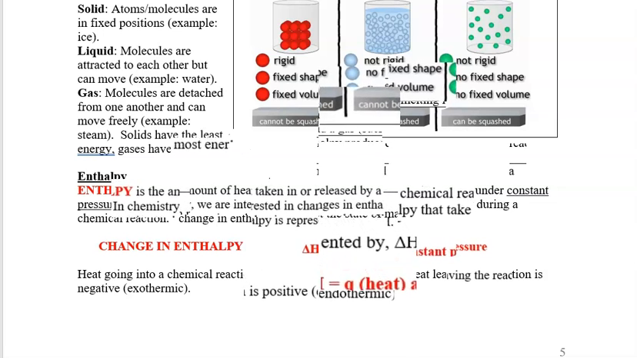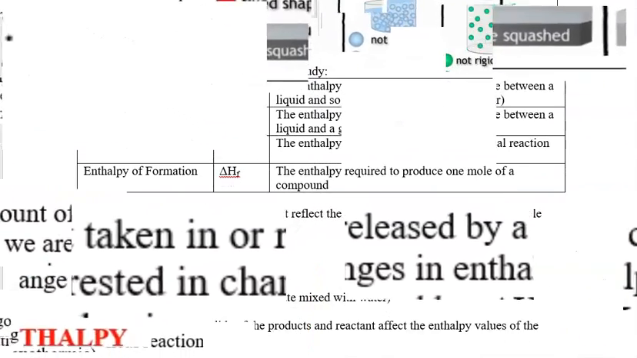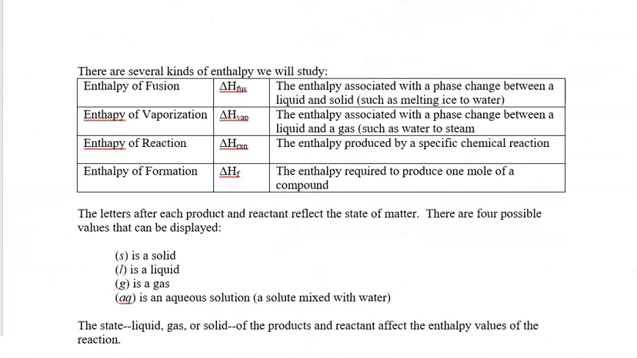All right, there are several types of enthalpy that we're going to study. The enthalpy of fusion, fusion means to put two things together. The enthalpy is associated with a phase change between a liquid and a solid, such as melting ice. So the amount of heat that it takes to melt a certain amount of ice is called the heat of fusion. The amount of heat that you have to take out of a certain amount of water to make it freeze into ice is also called the heat of fusion. It's just that one is negative and one is positive.